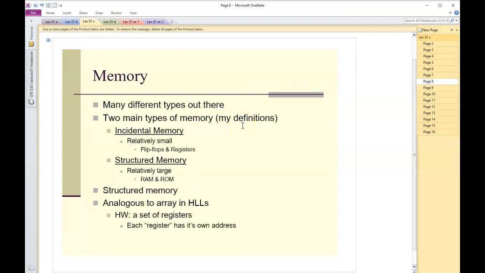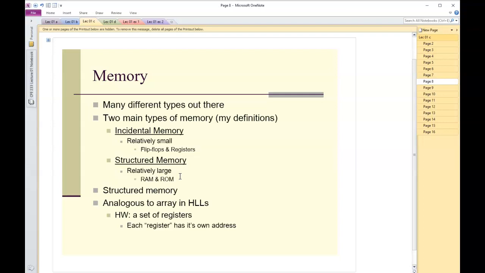Okay, so there are essentially two types of memory out there. I made these definitions up, so don't use them in an interview or anything like that. Essentially, I call it incidental memory and structured memory. So incidental memory is just kind of small memory, such as a flip-flop here and there or a register. But what we're kind of moving towards today is structured memory. Structured memory is relatively large compared to what you'll see in registers and flip-flops, and typically it's RAM and ROM.